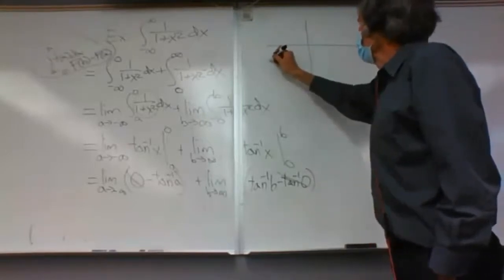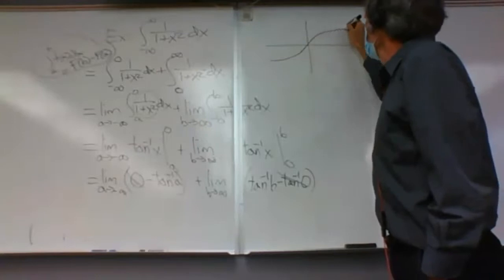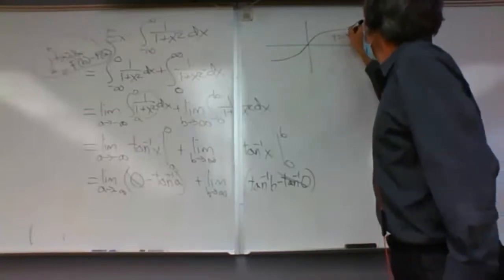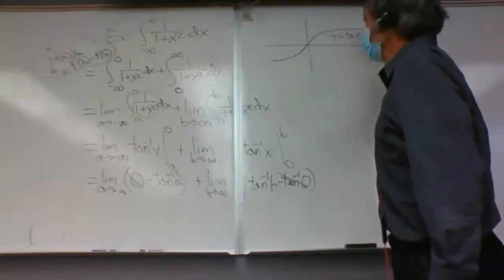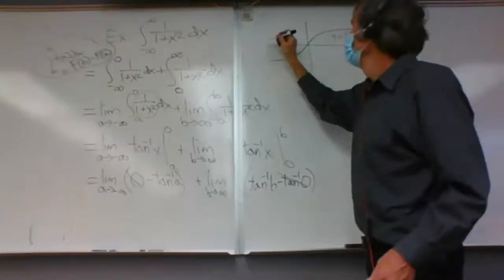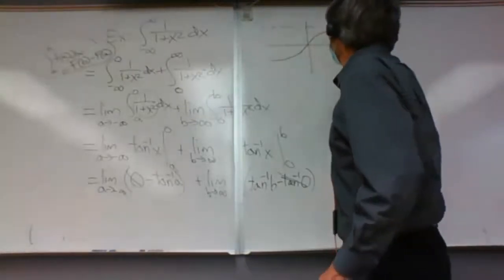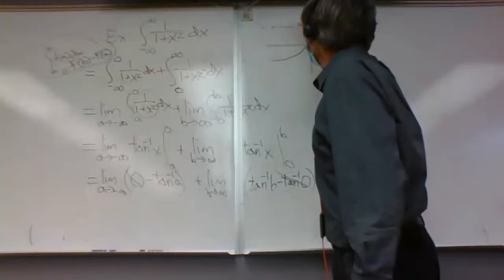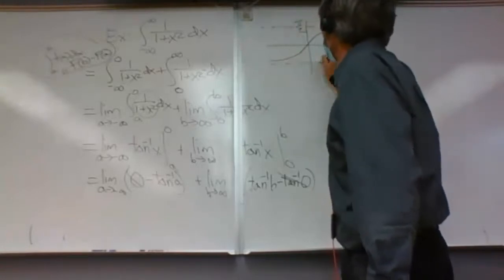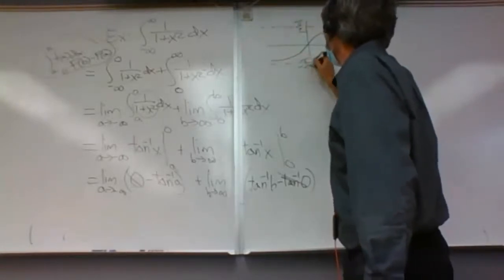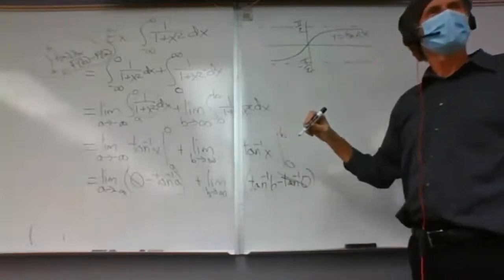Remember the graph of arctangent. It's like that. Does that sound familiar? It has this asymptote, y equals pi over 2. It has this lower asymptote, y equals minus pi over 2. Nobody remembers that? Here's how you get it.